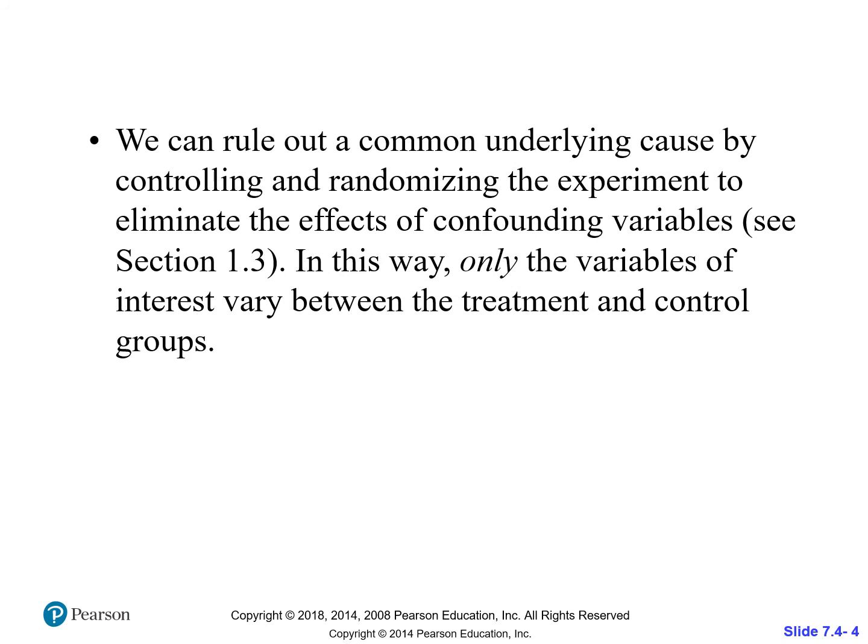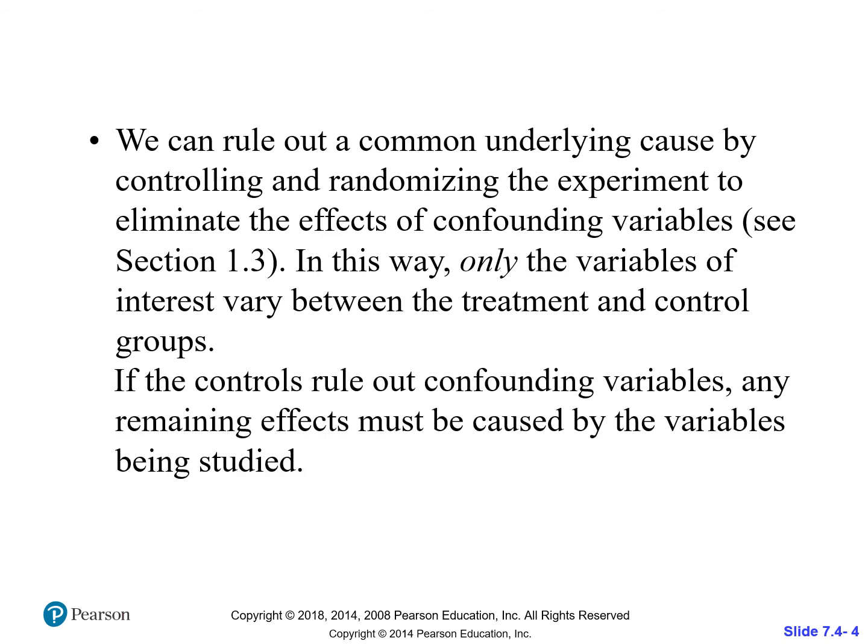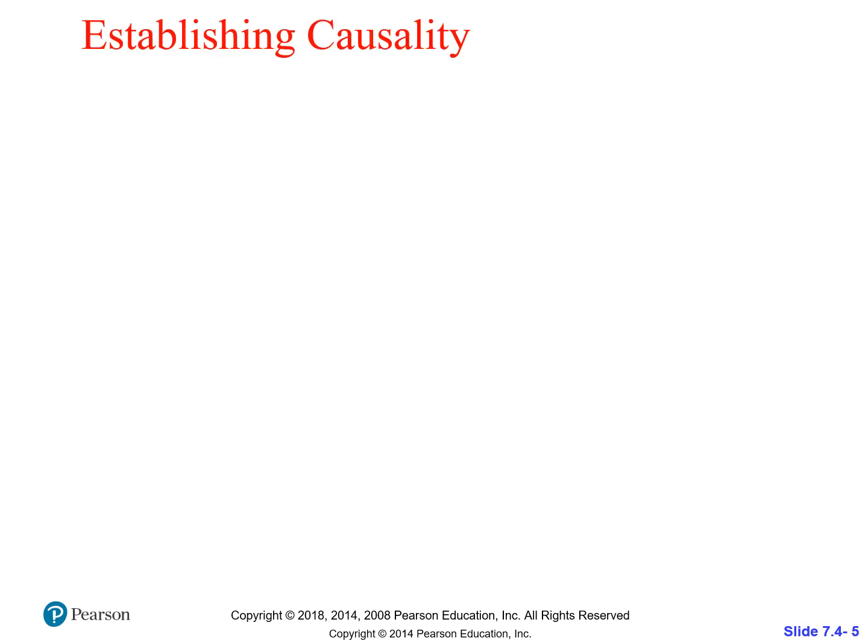We can typically rule out a common underlying cause by controlling and randomizing the experiment to eliminate the effects of confounding variables. We talked about that at the very beginning of the semester as to what a confounding variable is. This way, only the variables of interest vary between the treatment and the control group. If the controls rule out confounding variables, any remaining effects must be caused by the variables being studied.